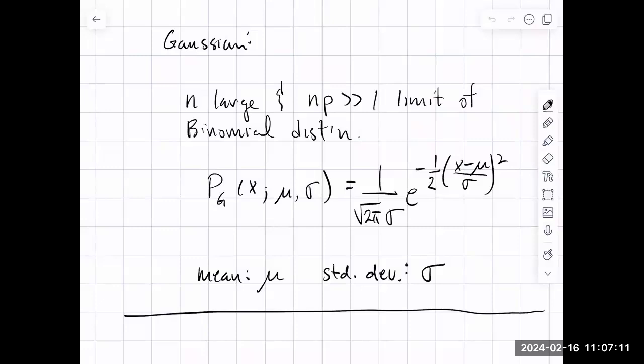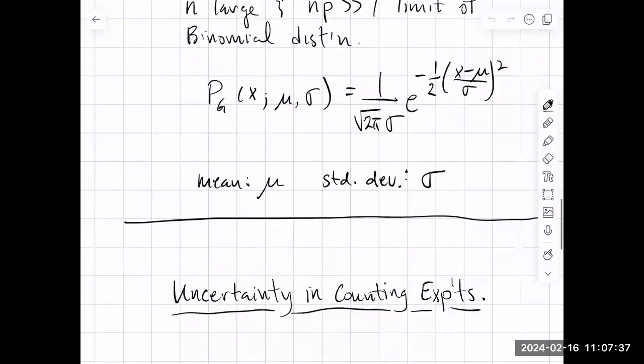And that's why we ended up with this form of the Gaussian distribution, which is a distribution that's symmetric about x minus mu. Okay, and so here we had two parameters characterizing this distribution. The mean mu is the peak of the distribution, and standard deviation sigma is how wide it is.